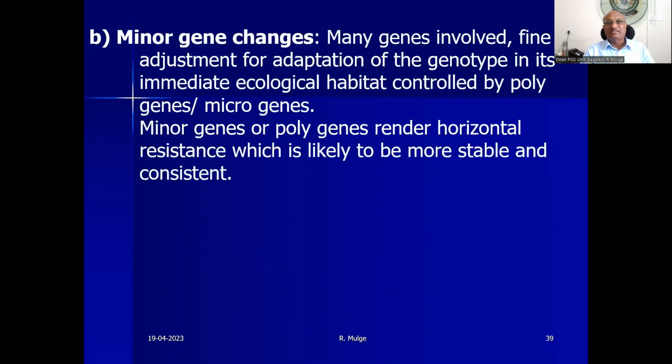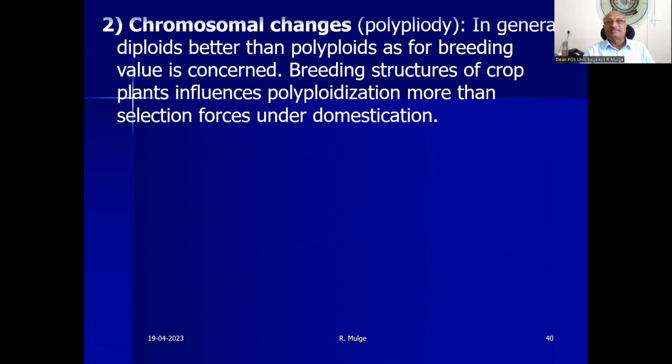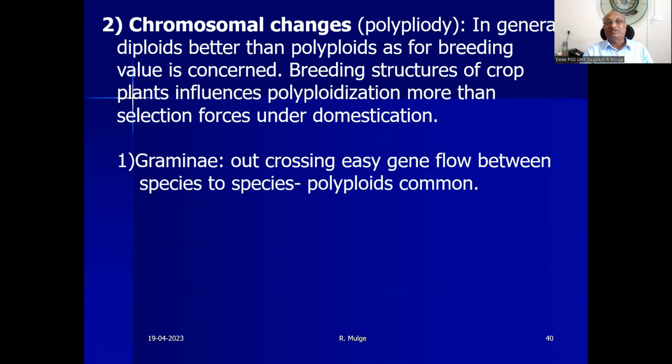Okay, so that is whatever the intrachromosomal changes said, and then these are the chromosomal changes. In general, diploids are better than the polyploids as far as breeding value is concerned, because other than diploids, they're always having problems in reproduction, and in their value also. Breeding structure of crop plant influences polyploidy more than the selection process under domestication. It is the breeding structure of the crop.